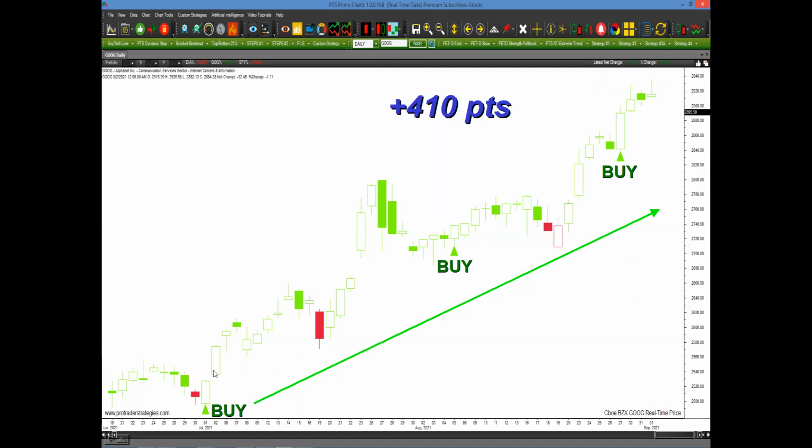Now, had you taken this very first signal and stayed in, potentially you could have captured over 400 points in just a couple of months. This is based off of these two edges that I shared with you today.